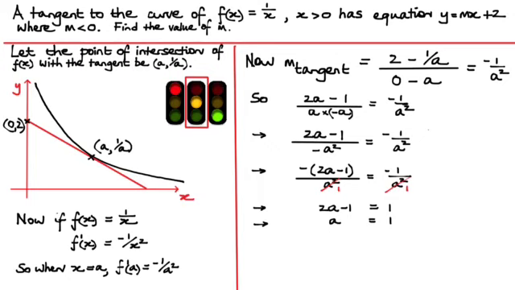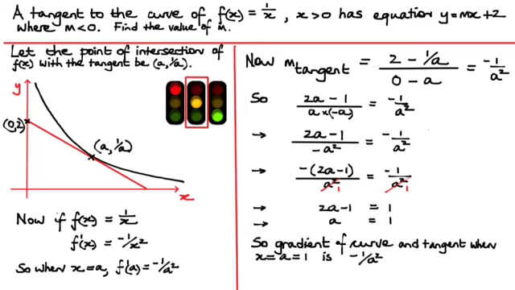Okay, now, isn't that amazing? a equals 1. So the point of intersection here, guys, of the tangent and the curve is 1 and 1. Now, the last little step. The gradient of the curve and the tangent when x equals a equals 1, of course, is minus 1 over a squared, which is going to be minus 1 over 1 squared, which is just going to be minus 1. Therefore, guys, looking back at the question, find the value of m. Therefore, m is minus 1.